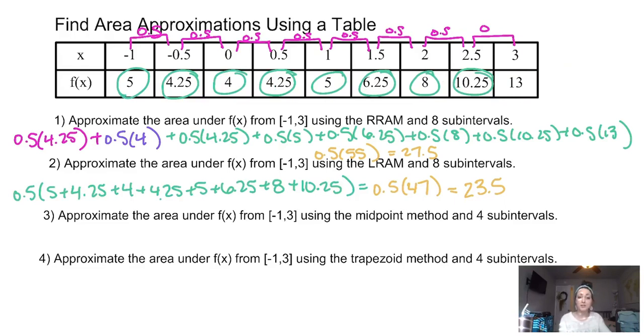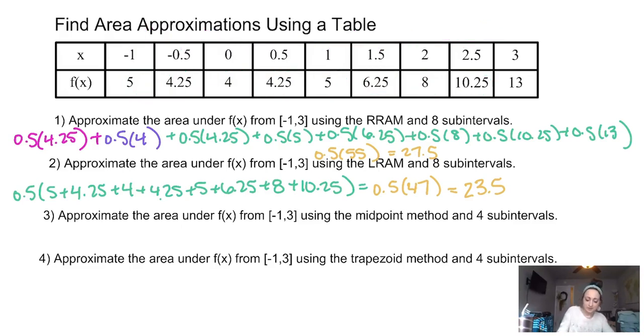All right, let's talk about midpoint. This time we need to use 4 subintervals, or that's what we've been asked to do. So let's go ahead and mark those off. If I'm using 4 subintervals, this time my length will be 1 in each instance, which is a nice number to work with, right? So from -1 to 0, 0 to 1, 1 to 2, and 2 to 3.